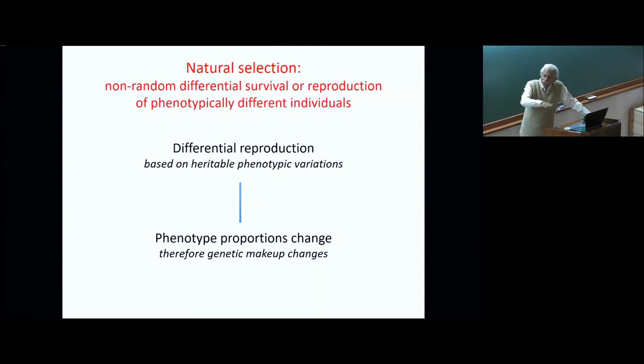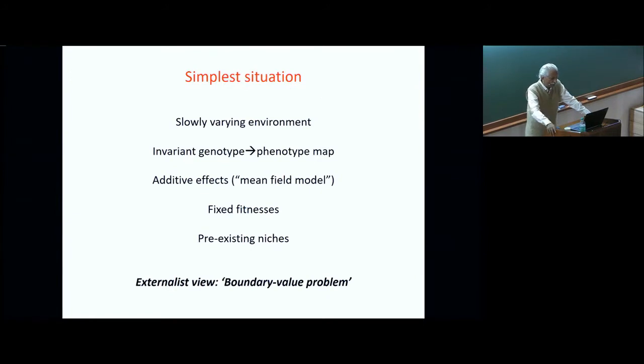Because there is differential reproduction, the representation of these heritable traits changes. And because this representation changes, the genes that underpin these heritable traits also change. So you have an indirect effect on genes, even though natural selection works directly on the phenotype.